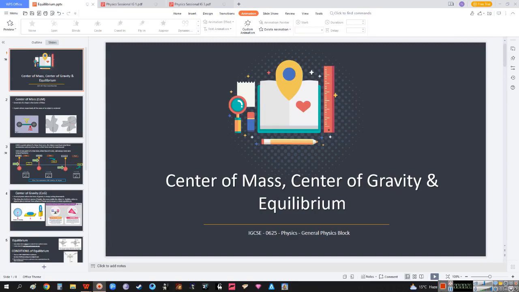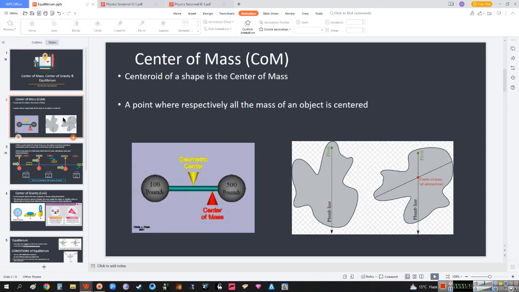Hello kids. Today we're going to discuss a different topic. It's rather a confusing topic for most of the kids who are not able to distinguish between center of mass and center of gravity. We will also be looking into this from the perspective of equilibrium, how an object attains equilibrium, and what is the role of center of mass in maintaining that equilibrium, right? So let's get into it.